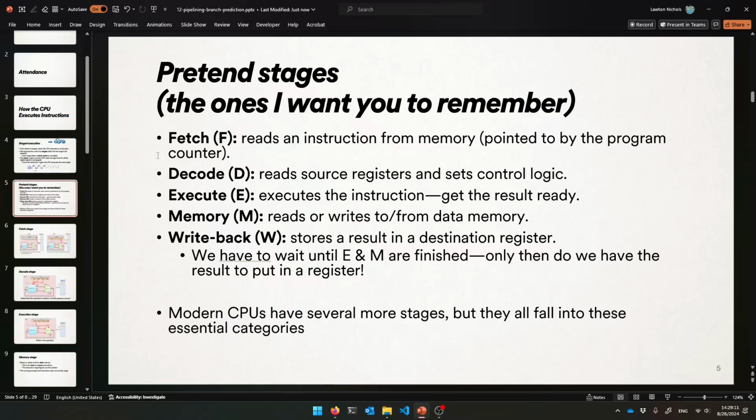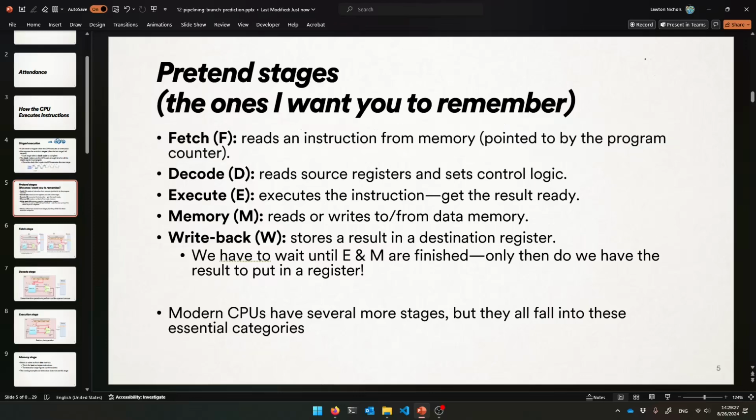Okay, so the very first stage of CPU instruction execution is it's got to read the data out of memory that corresponds to that instruction. That's called the fetch stage, F for short. So that's where we get an instruction out of memory, and that's where PC is pointing to.